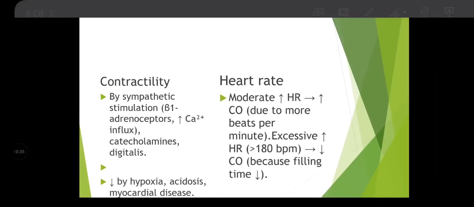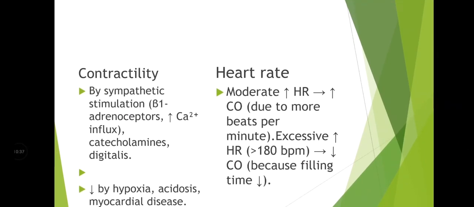Then we also have contractility. So contractility is mainly affected by the sympathetic stimulation, that is via the beta 1 receptors, which leads to an increase in calcium influx and hence increasing force of contraction, because remember that cardiac contraction depends on what? The presence of calcium. So if you increase the presence of calcium, you promote muscle contraction. You promote muscle contraction, you increase the contractility. So if you increase contractility, you increase the cardiac output.